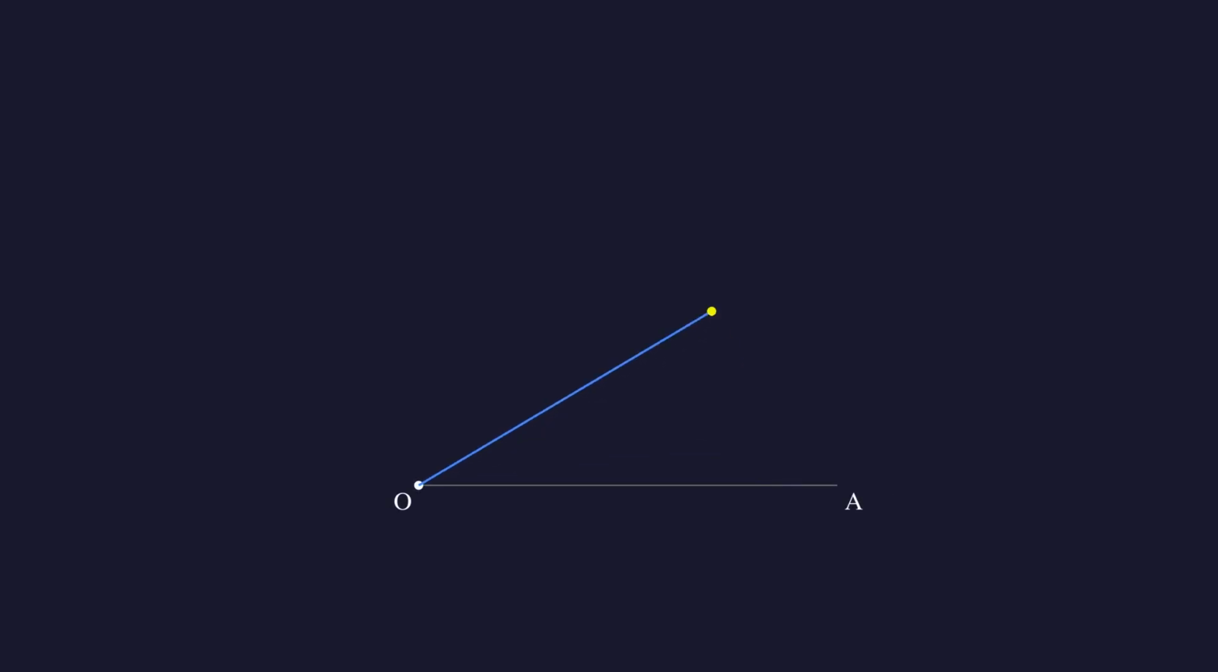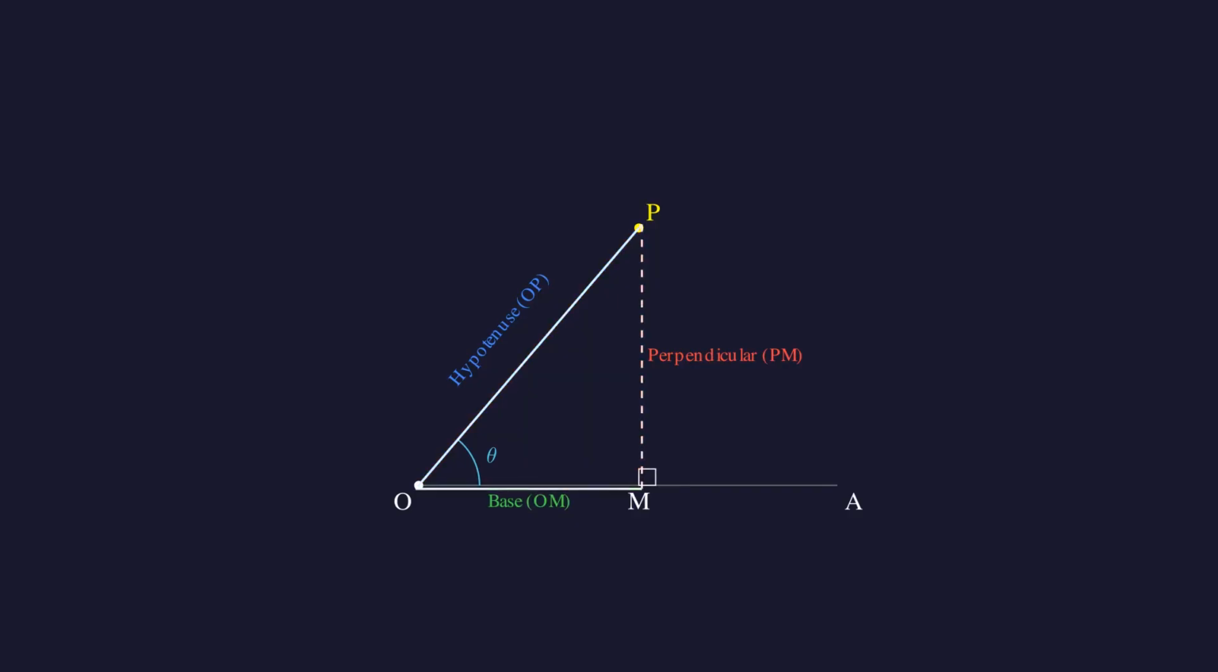Imagine a flat line, call it OA, stretching to the right. Now picture a second line, OP, pinned at O. Rotate it counterclockwise, sweep out some angle theta. Freeze it right there. Now drop a vertical line from P straight down to the ground, hitting point N. You've just constructed a right triangle, OPN.